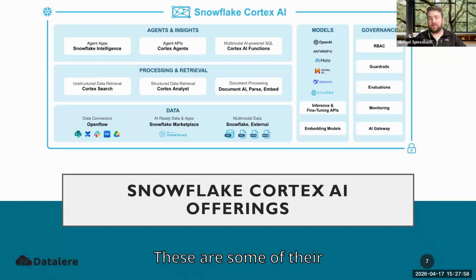These are some of their functions that they have, which allow you to interact with AI as you're writing SQL. So if you want to generate some sort of text around the results you're getting from a query, you can use the AI complete function, for example, and there's many that Snowflake offers. And that's a whole webinar in and of itself. So we're going to move on to the next one.